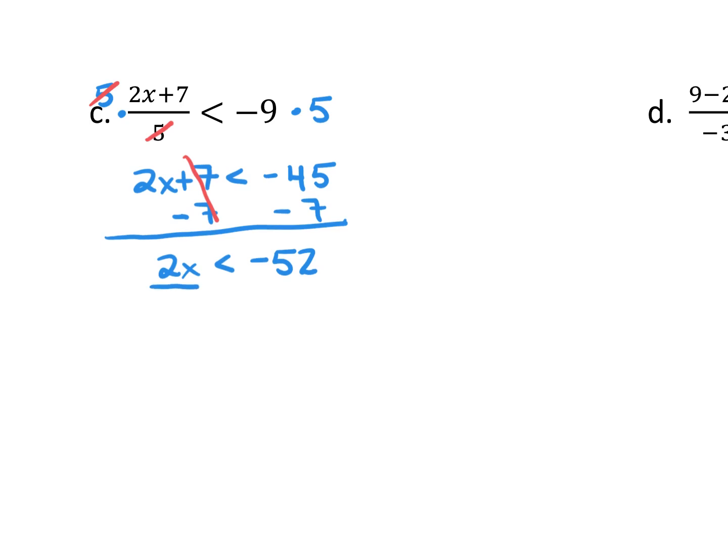From here, we want to go ahead and divide by 2. And we get x is less than negative 26. Again, we don't flip our inequality because we are not dividing by a negative. We have a negative in our division, but it is not the one that we are dividing by. And so we get x is less than negative 26.